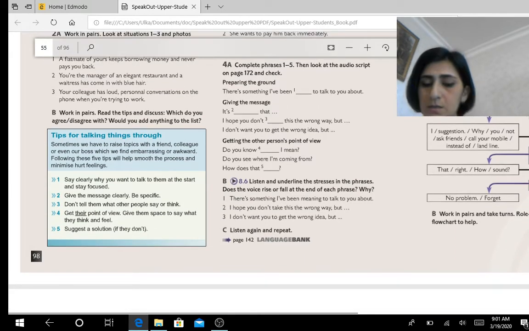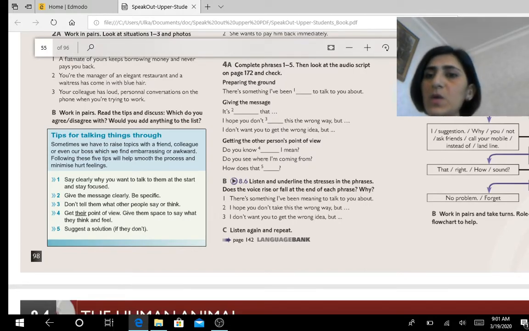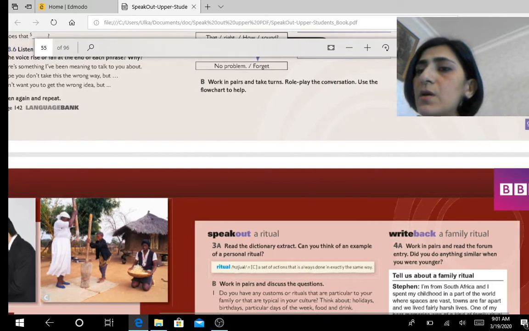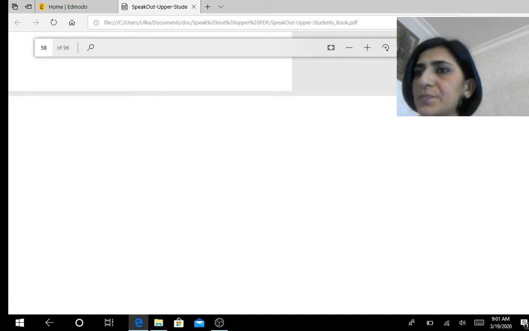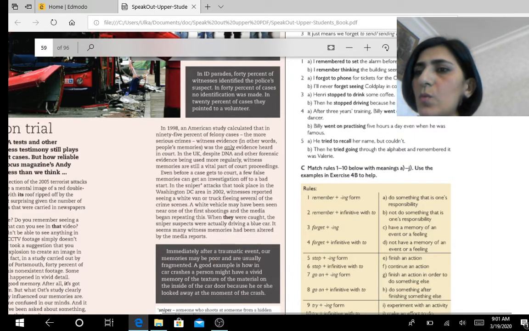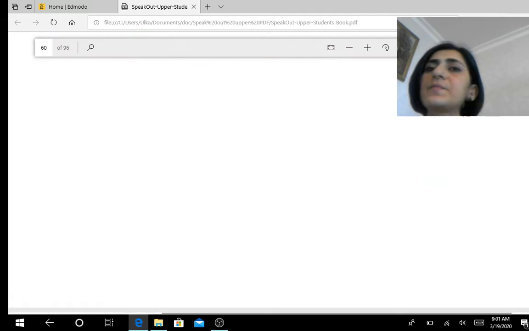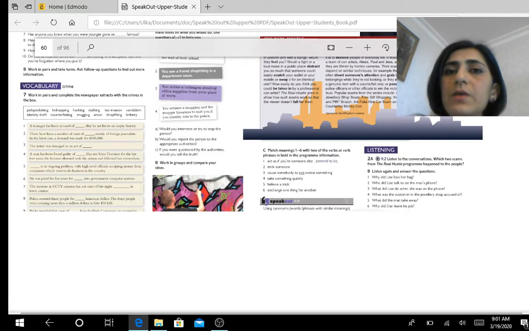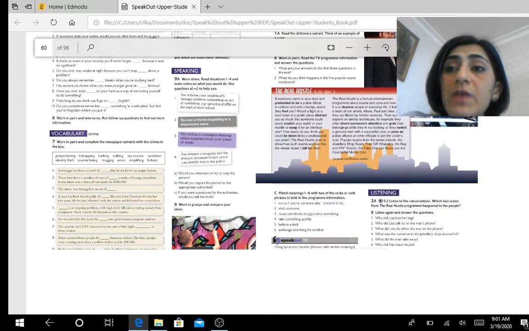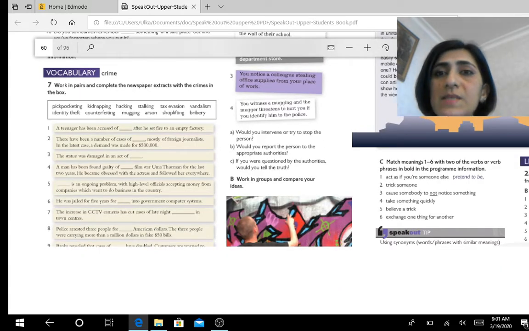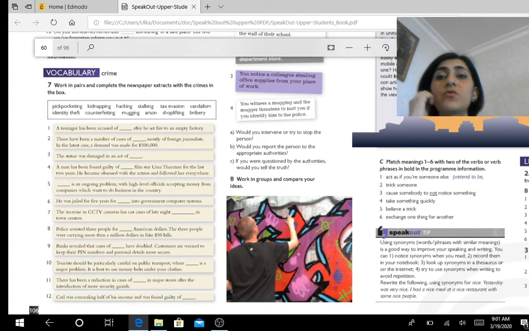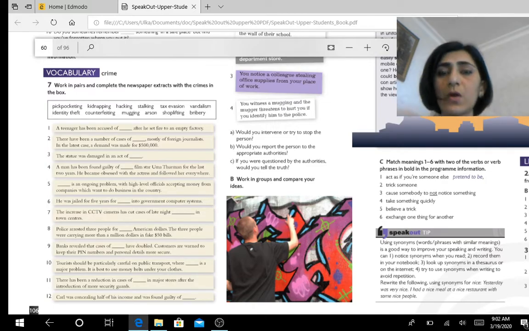Okay. Next, we have to go a few pages up. 106. So here we have vocabulary exercise number 7. It's connected with crime. You have a box with lots of words connected with crime.